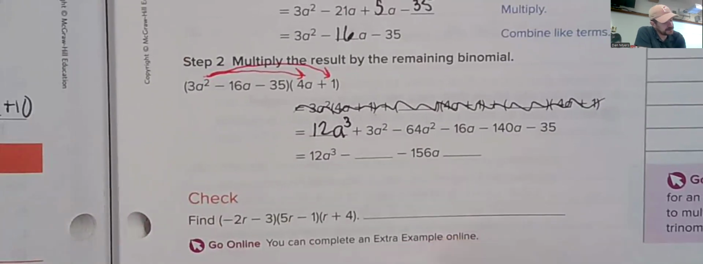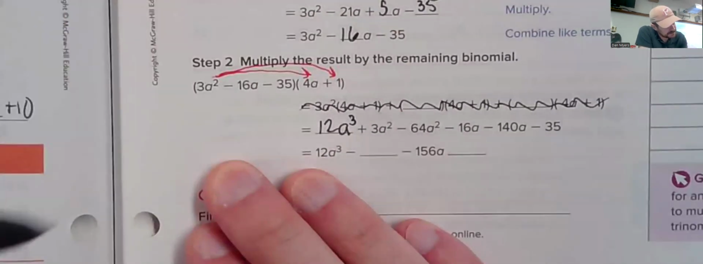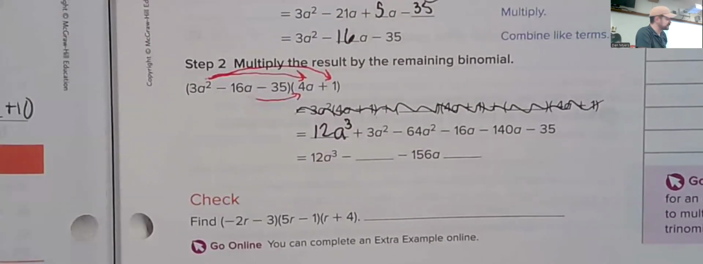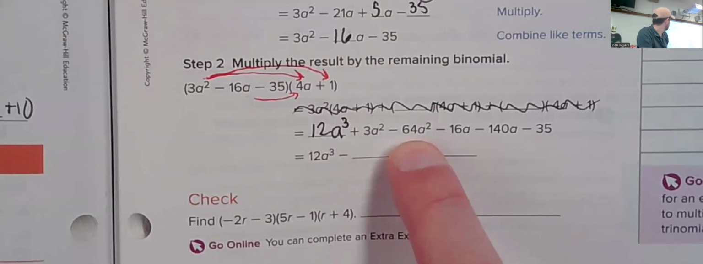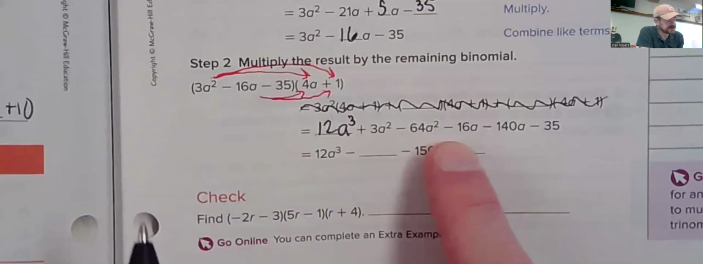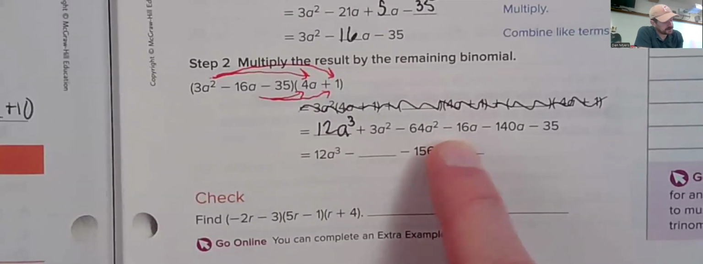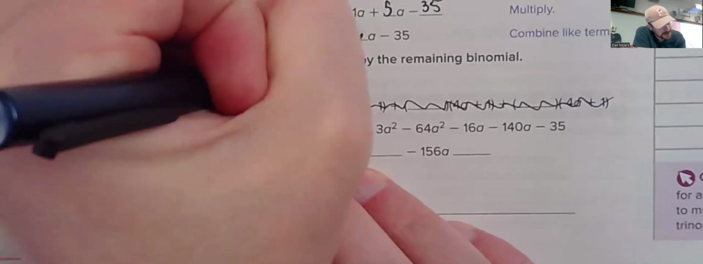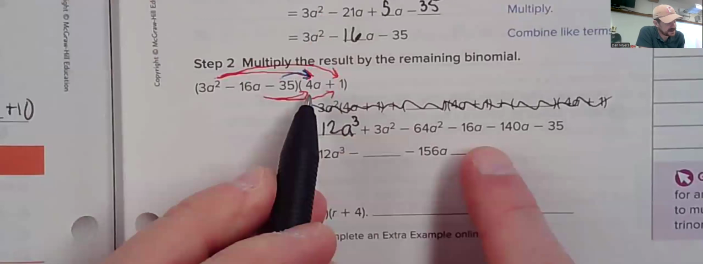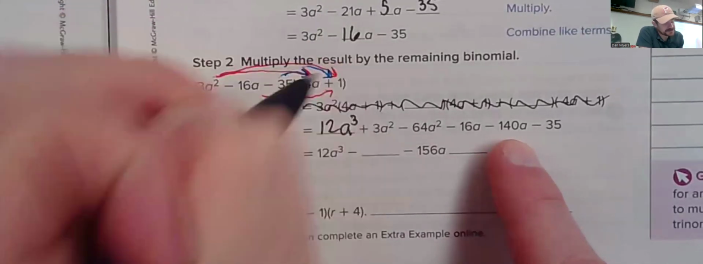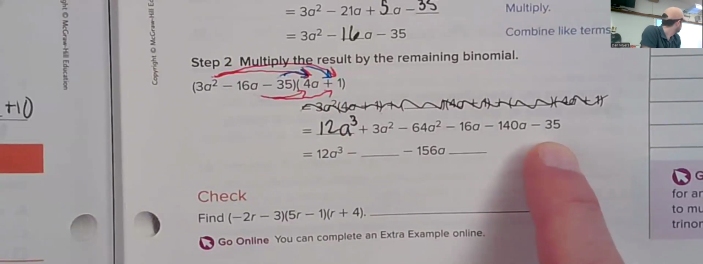And then we do -16a times 4a. -16 times 4 is -64. A times a is a squared. So there's that -64a squared. And then -16a times 1 will be -16a. And then finally, we're going to multiply -35 times 4a. That'll be what? -140a. Yep, there's that. And then -35 times 1 would be -35.